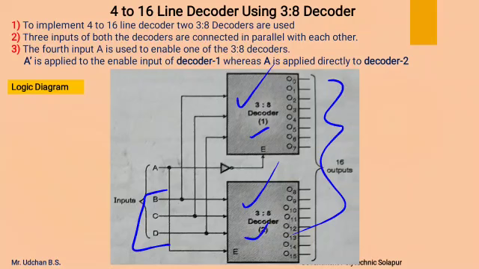A bar is applied through a NOT gate to decoder 1, and A is directly connected to decoder 2, by which any one of the decoders will be enabled at a time, so that we can get exact output on the 16 output lines of the decoder. So this is how we can construct a 4 to 16 line decoder using two 3:8 decoders.